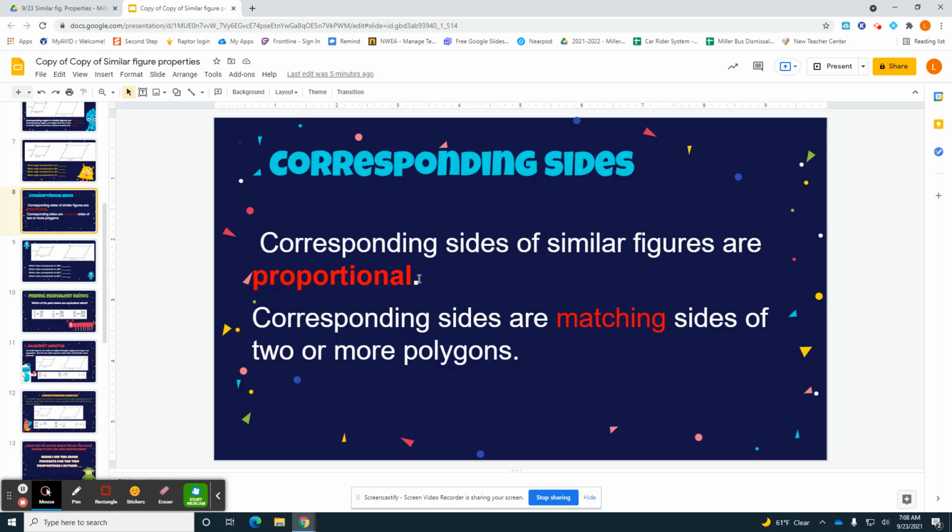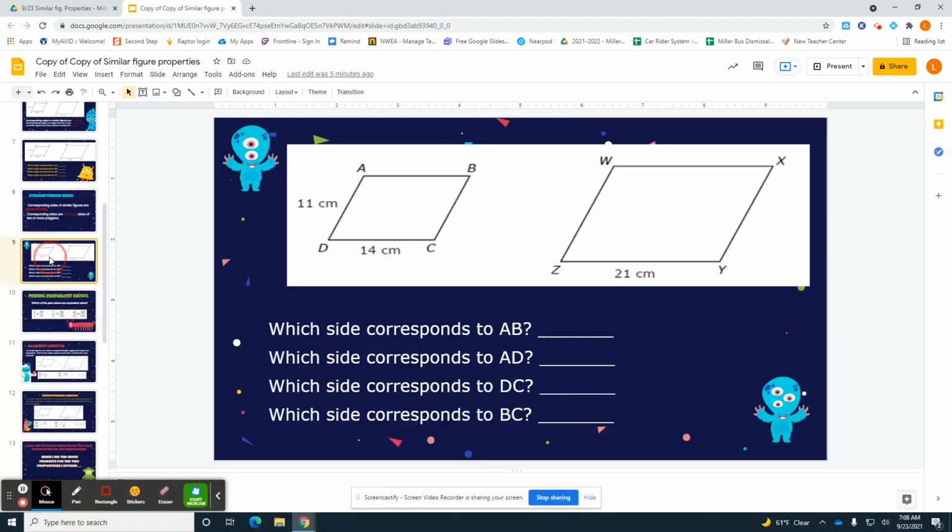Okay, so going back to this part, corresponding sides of similar figures are proportional. Corresponding sides are matching sides of two or more polygons. So we're going to look at corresponding sides now. We looked at corresponding angles. Now we're going to look at corresponding sides. For corresponding sides, we have the same rectangles, or same parallelograms.